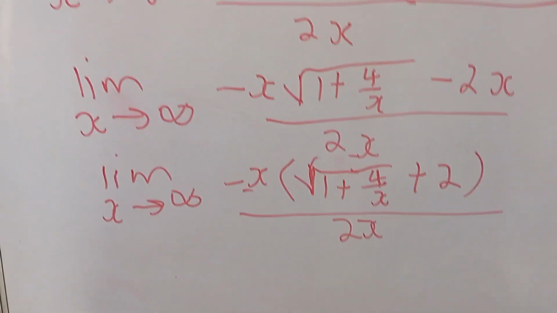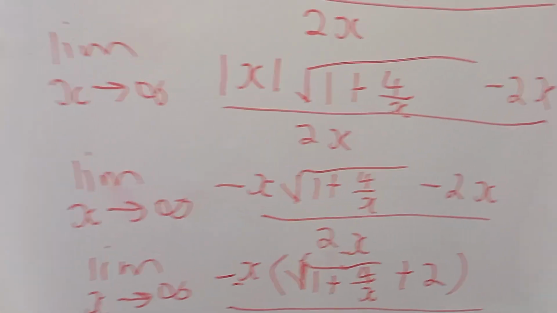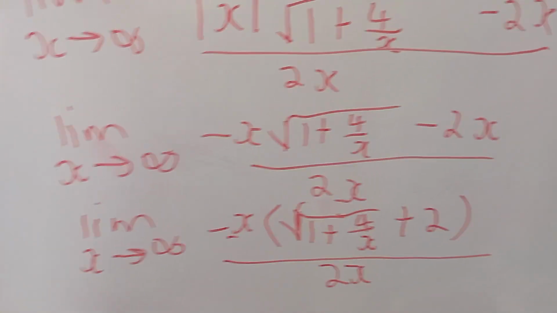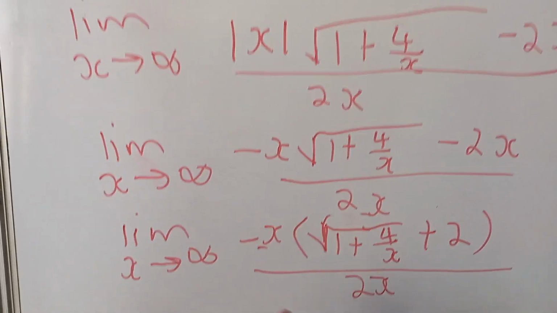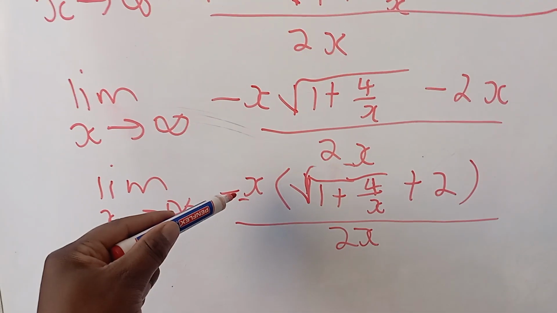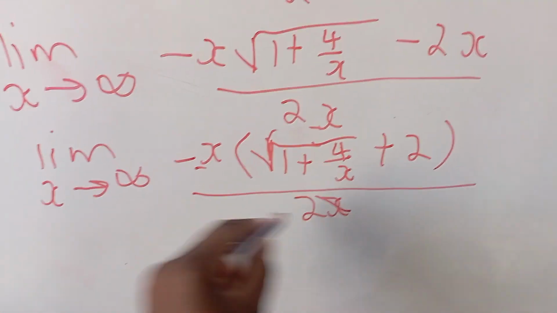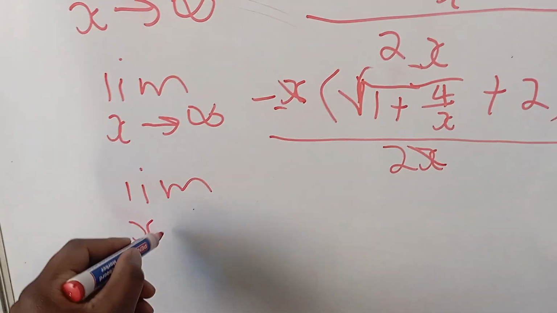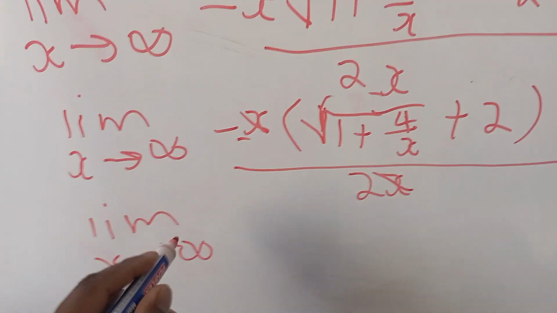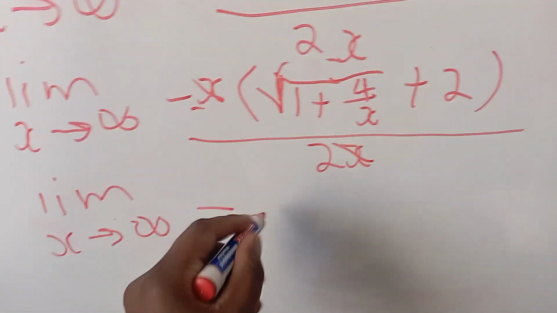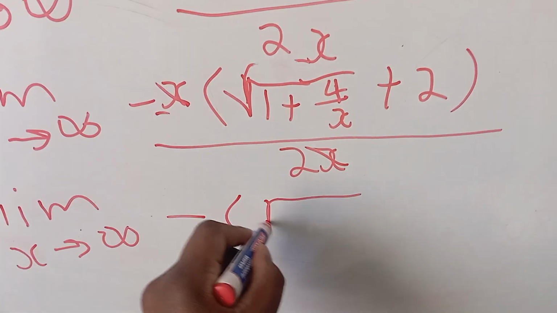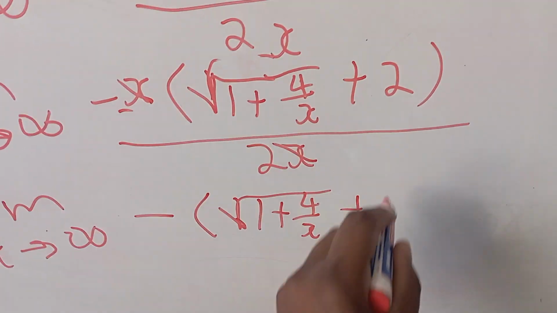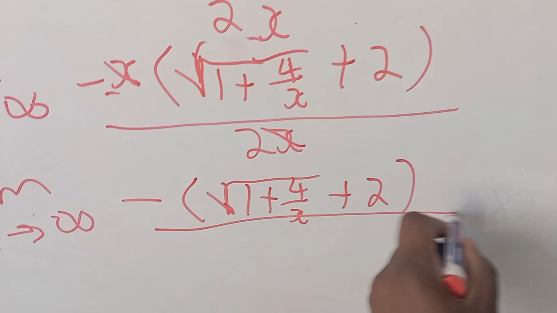Okay, then after this, when we are done with this part, we can have again the limit as x approaches infinity. This x and this x will cancel underneath. Then we'll have the limit as x approaches infinity of negative the square root of 1 plus 4 over x, plus 2, all over 2.